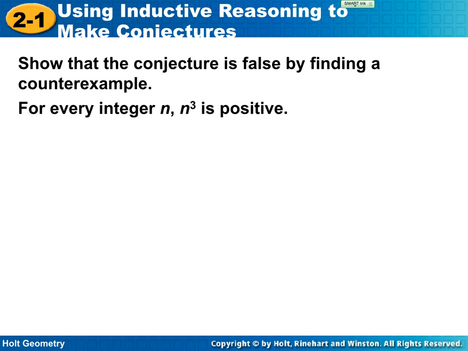All right, so here's an example to try. Show that the conjecture is false by finding a counterexample. So my conjecture is that for every integer n, n cubed is always positive. For every integer. So when you're searching for a counterexample, you have to use integers. When you cube your integer, the conjecture says it's positive. So a counterexample. Anyone think he has one?